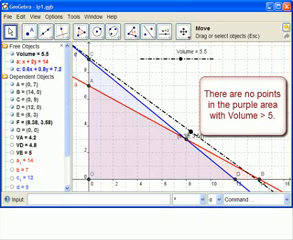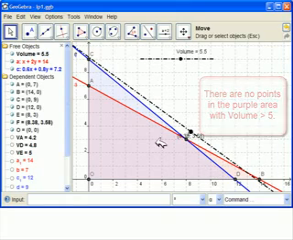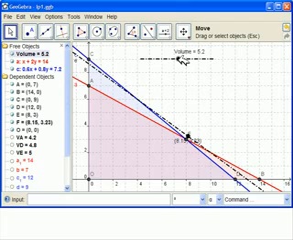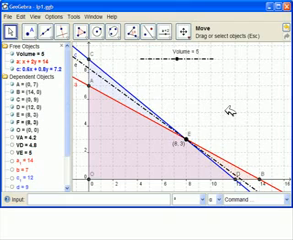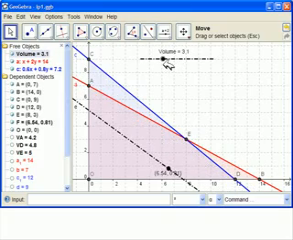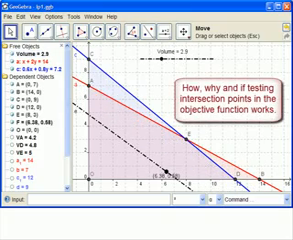We got no points in the purple area. So there's no points in the purple area that give me a volume of 5.5. And there's only the one point that gives me a volume of 5. And then there's lots of points that give me smaller volumes. That's a way to see how and why and if checking the intersection points will work.